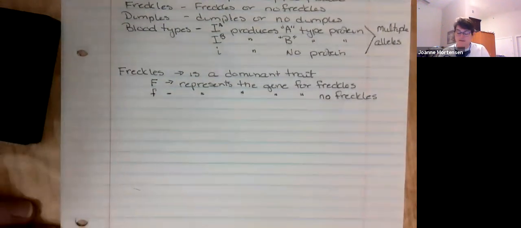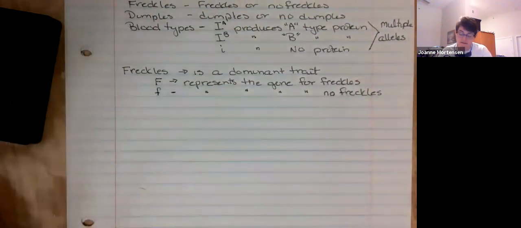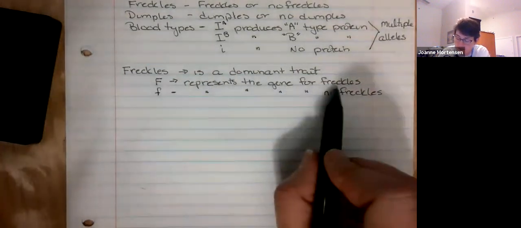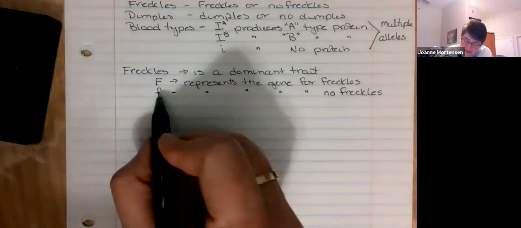Okay, so ta-da. So 2 alleles. So capital F is the dominant one, little f is recessive.